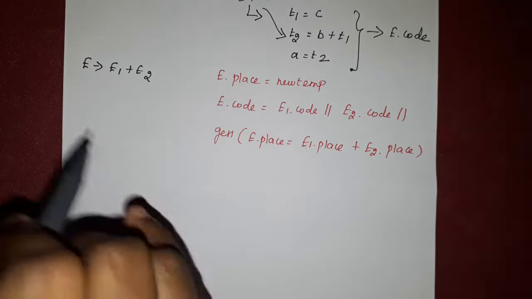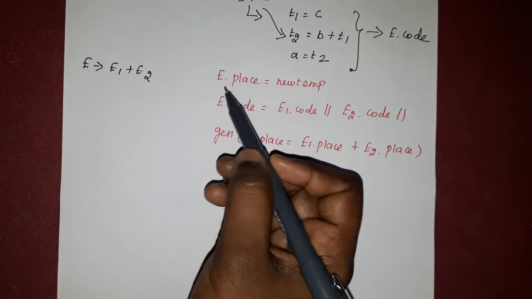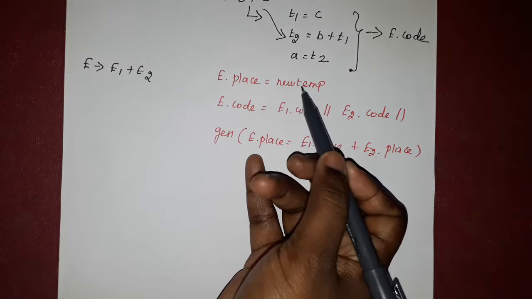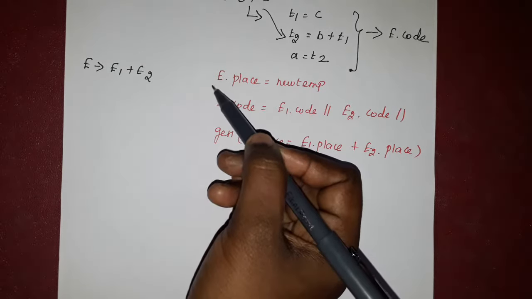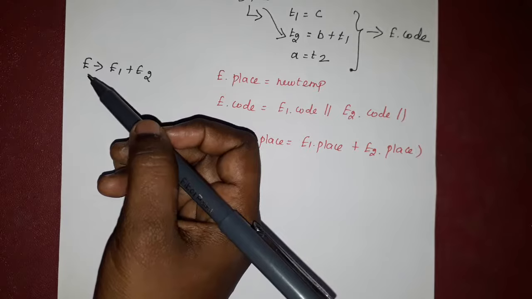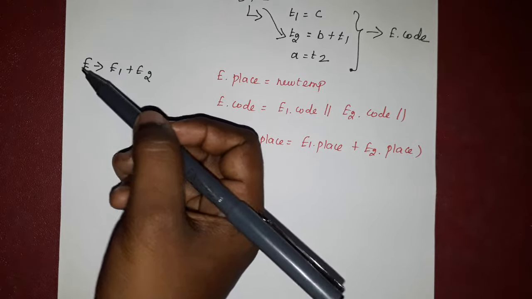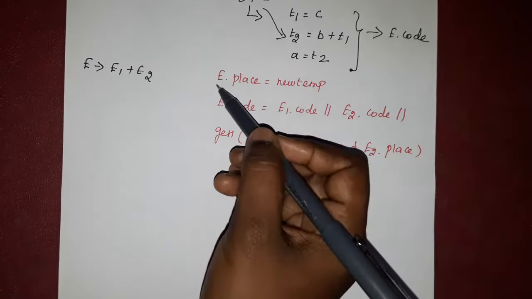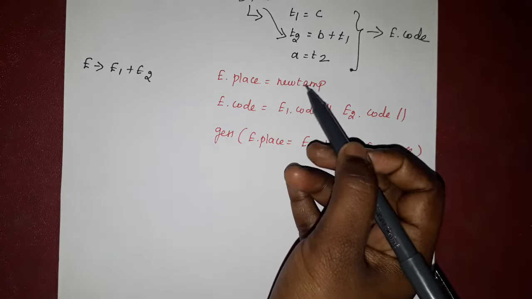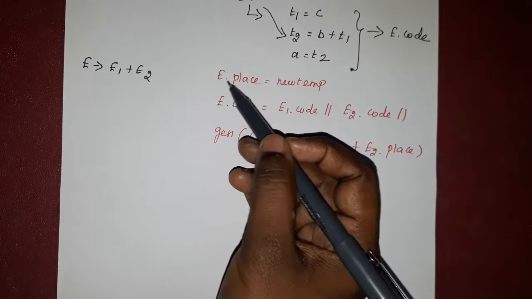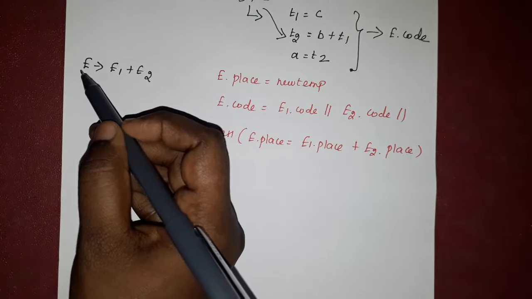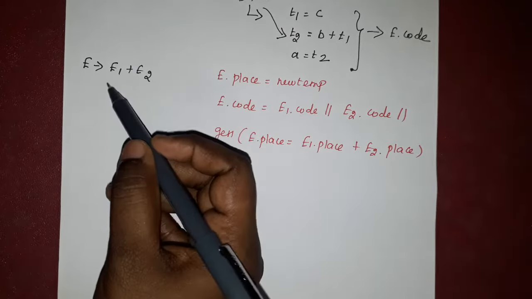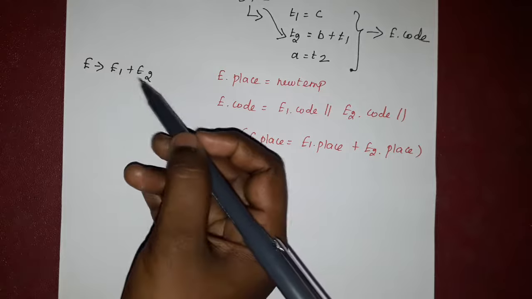How can we write it? First of all, we are using the term e dot place is equal to new temp. New temp is nothing but a new temporary variable. Why are we putting a new temporary variable for E? Because initially we don't know the value of the expression E. So I am going to assign any new temporary variable for this E. This is the original or actual value, so it can be written as e dot place. Initially we don't know the value of E, so I am going to write e dot place is equal to new temp. Then we have to evaluate the expressions E1 and E2.